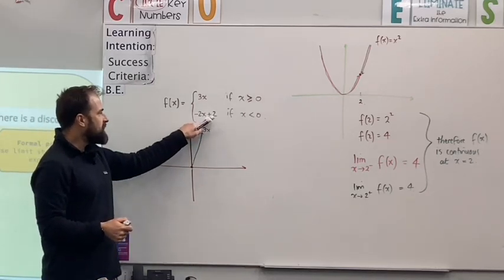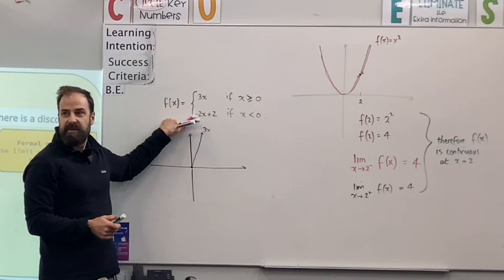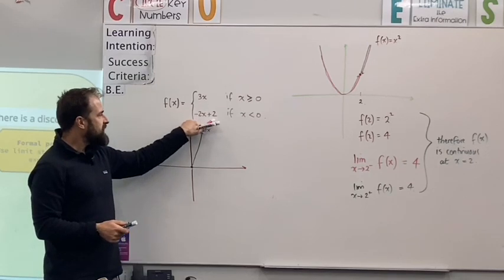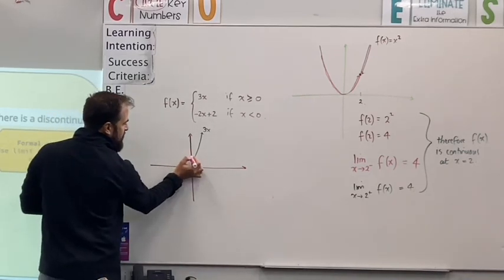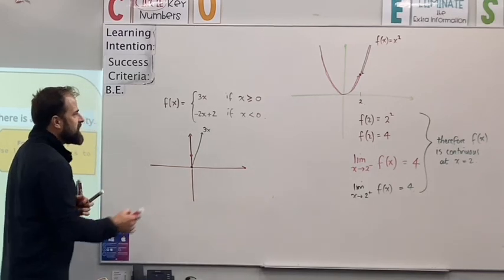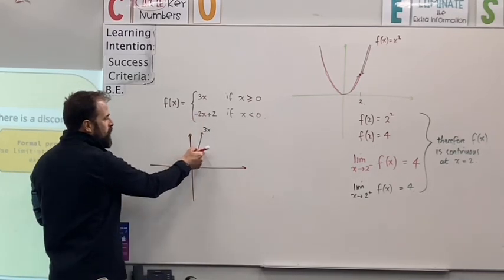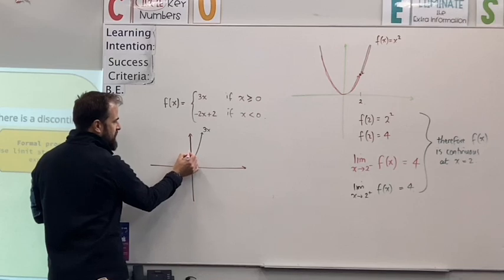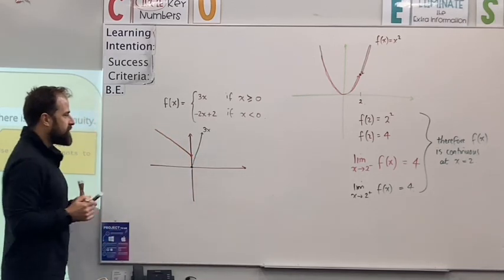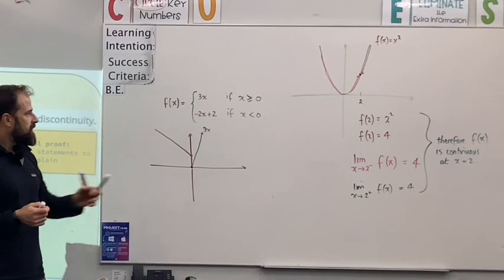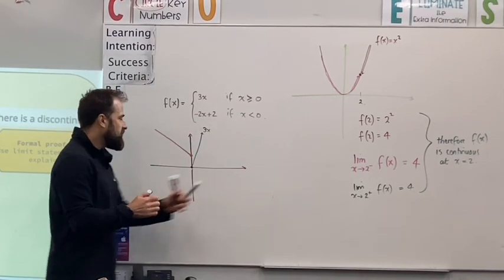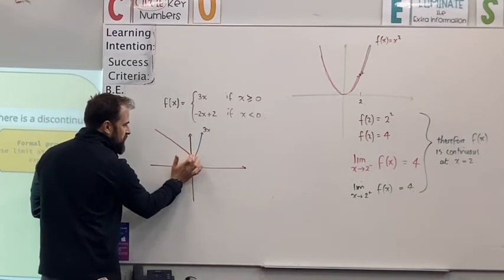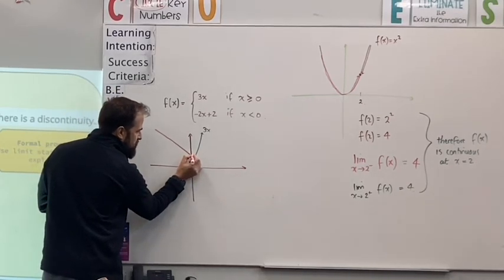Now let's graph this one. It's still a linear graph. It's in the form y equals mx plus c. The c value is plus 2. So I know my y-intercept is going to be positive 2. And it has a negative gradient. It won't be as steep as the 3, but it is going down, so it's going to look something like that. And I only use this graph when x is less than 0. Not equal to it though, so that actually has to be an open circle.